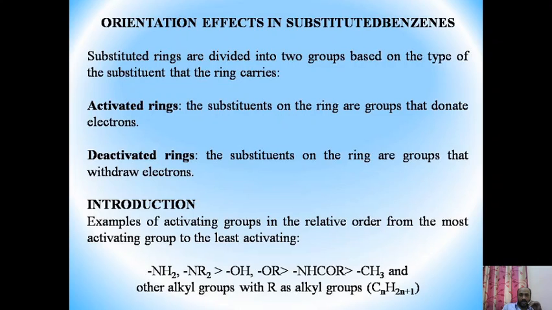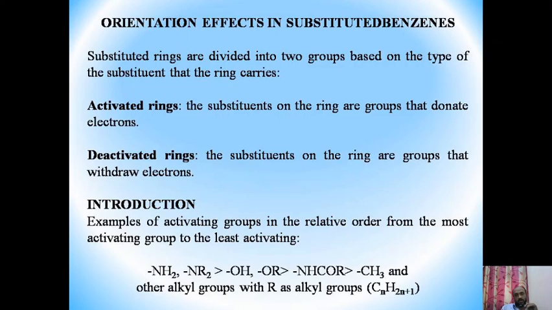So now you see the introduction. Examples of activating groups, in relative order from the most activating group to the least activating: NH2 or NR2 is the most highly activating group. That means when this group is present in the benzene ring, it will activate the ring system. This group will donate electrons towards the benzene ring. As a result, the benzene ring will be activated. Once it is more activated, it will give the reaction.